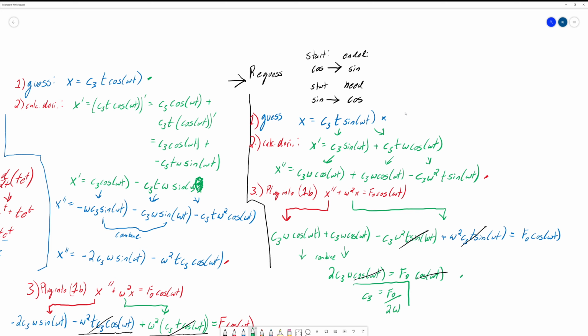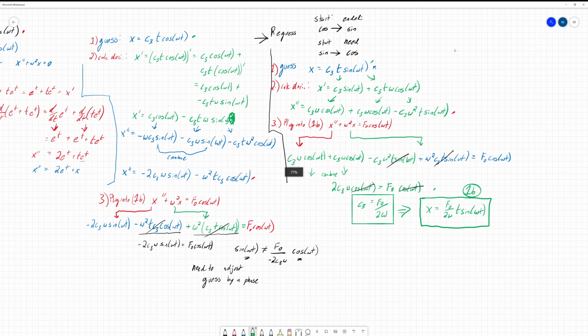So we found a constant which would make our guess work, so that means that we can then just write this as x equal to F naught divided by 2 omega times t sine of omega t. This is going to work for our particular solution to this initial value problem. All right, so this is 1b. This is going to satisfy 1b. So now all we have to do is combine them. So let me zoom out here.